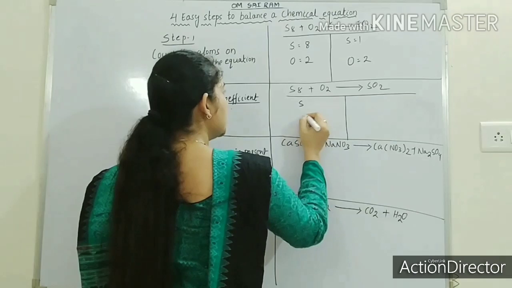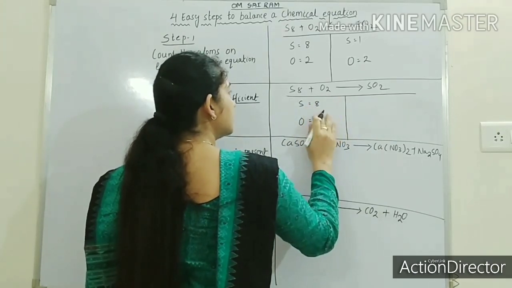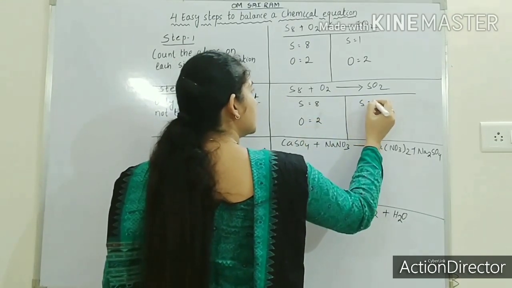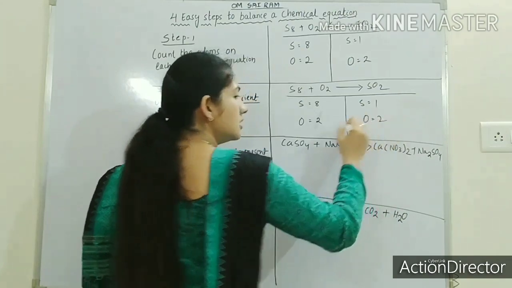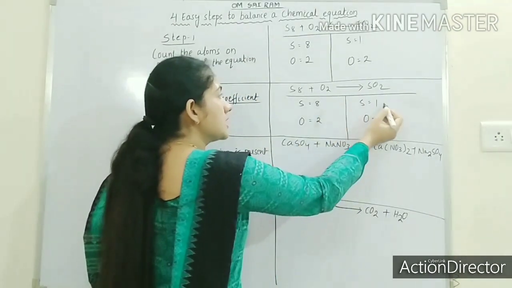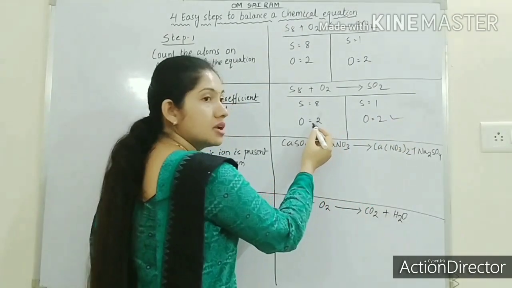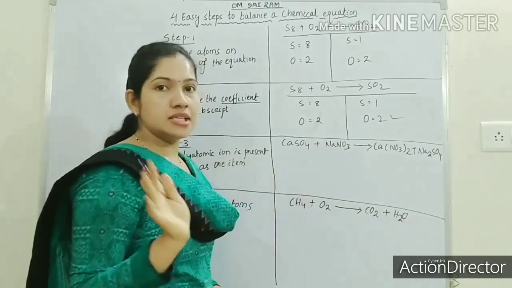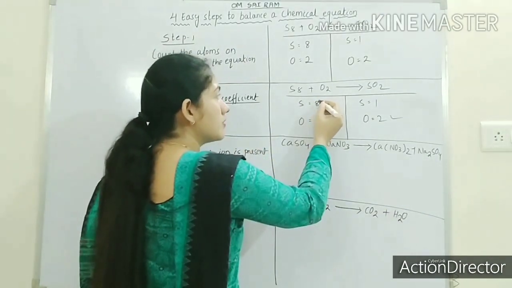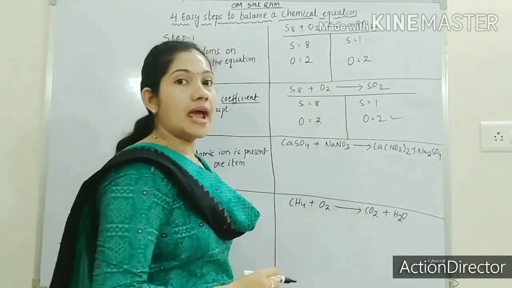Again we will repeat the same. Number of sulfur 8, number of oxygen 2, number of sulfur 1, number of oxygen 2. Now sulfur is not balanced but oxygen is balanced. The number of oxygen on both sides is similar. What about sulfur? This side sulfur has 8 atoms, but this side only 1 atom of sulfur.